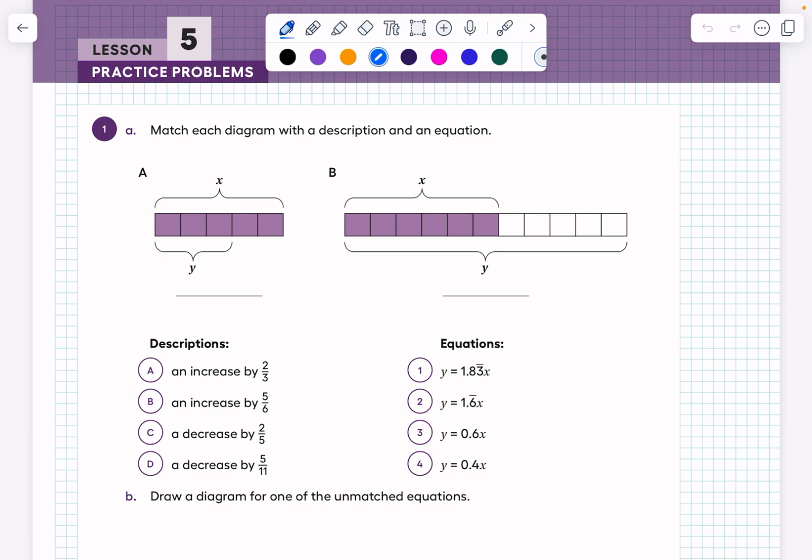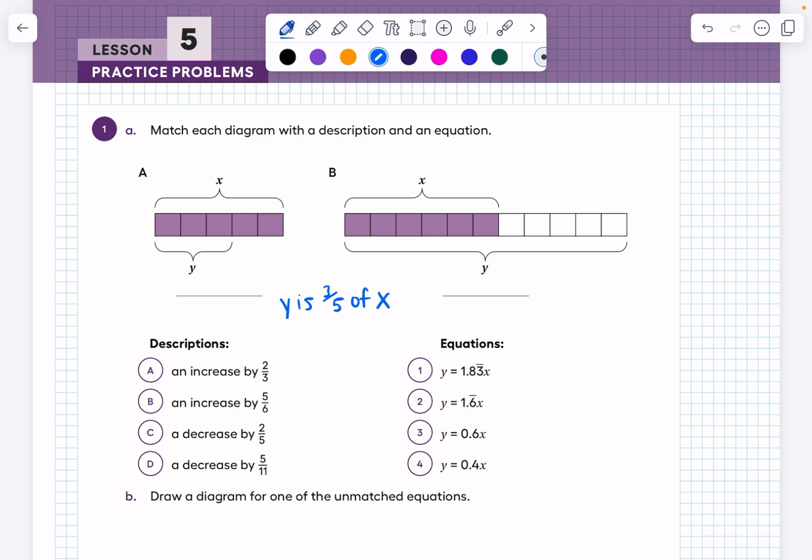1A, match each diagram with a description and an equation. Alright, so let's take a look and start with which one is smaller, y or x. Y is definitely smaller, so let's see how many boxes it has been cut up into. Right now you see there are 5 boxes and y is 3 out of the 5 boxes. So I'm going to say y is 3/5 of x.